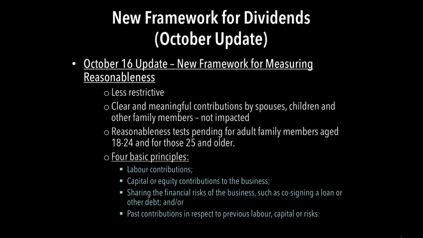They hope to announce more details come November, but it's supposedly based on 4 principles: labor contributions made by family members, capital or equity contributions to the business, sharing the financial risks of the business, and past contributions in respect of previous labor, capital, or risks. Right now, that's a bit ambiguous. So as we hear more from the government, I will share that information with you on the loosened dividend restrictions.